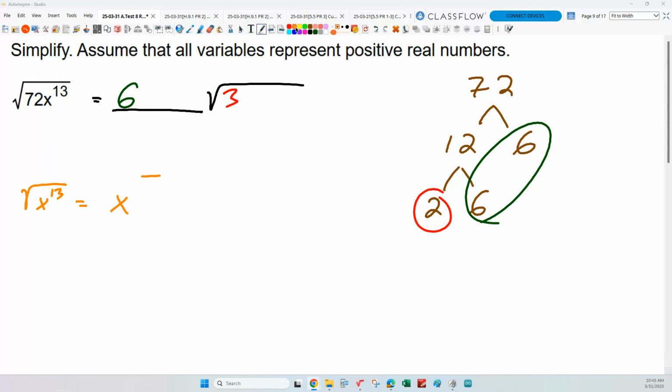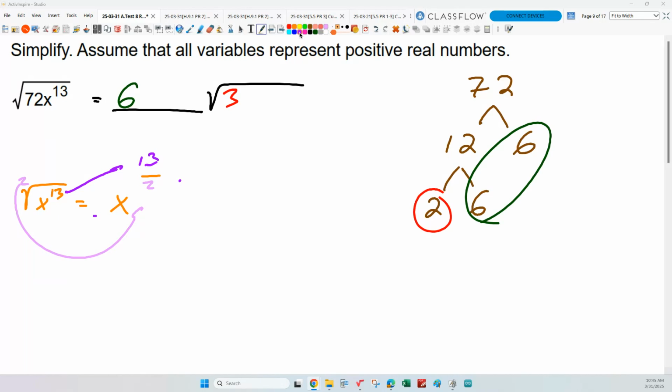The 13 stays on top, doesn't it? Because that's the traditional exponent of the base. What goes on bottom is going to be whatever kind of radical we have. It's a square root, so the index is a 2. So we're going to get a 2 on the bottom of our fraction, right? So x to the 13 halves.